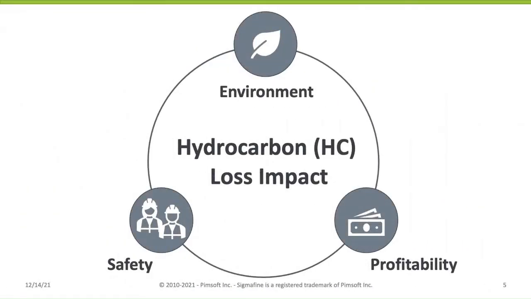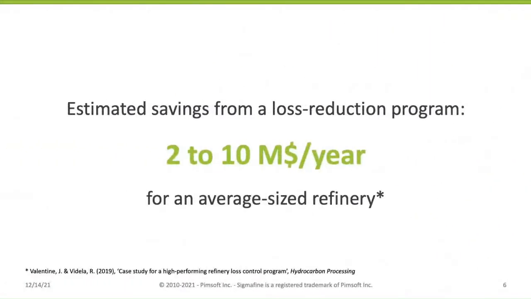Hydrocarbon loss accounting is quite an evergreen topic. Losses have a significant impact on the environment due to undesirable emissions, on the safety of people operating the plant, as leaks can cause not only exposure to noxious materials, but also accidents. And last but not least, on the profitability of a production process. Regarding the last point, it has been estimated that a loss reduction program can bring savings in the range of $2 to $10 million per year for an average size refinery.